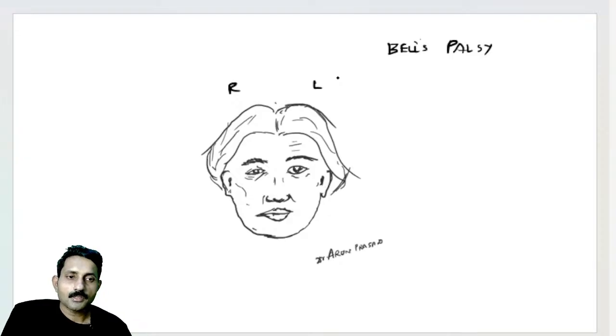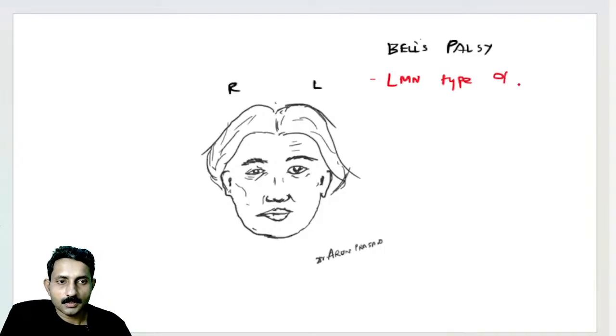Now, what are the features of this Bell's palsy? Before that, what is Bell's palsy? It is a lower motor neuron type of palsy or paralysis. Lower motor neuron type of paralysis.